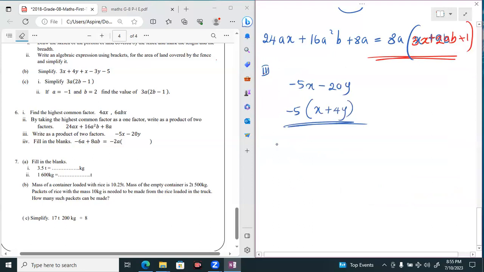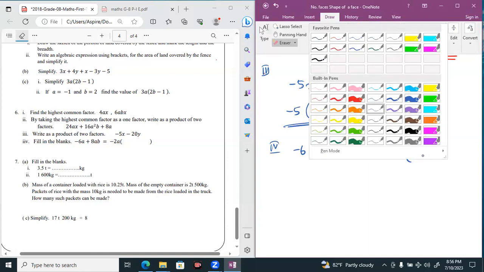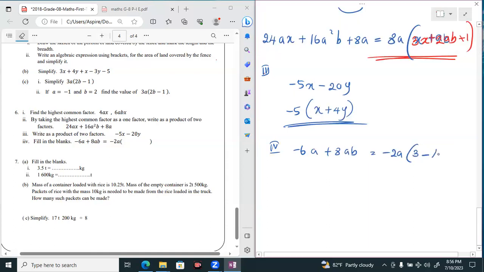Fill in the blanks. Minus 6a plus 8ab equals minus 2a into, to obtain minus 6a, it should be multiplied by 3. To obtain a, oh sorry, not addition, it should be a negative sign, because minus into minus becomes plus. So that means this should be minus. Here it is 4 into b. Okay, fill in the blanks.